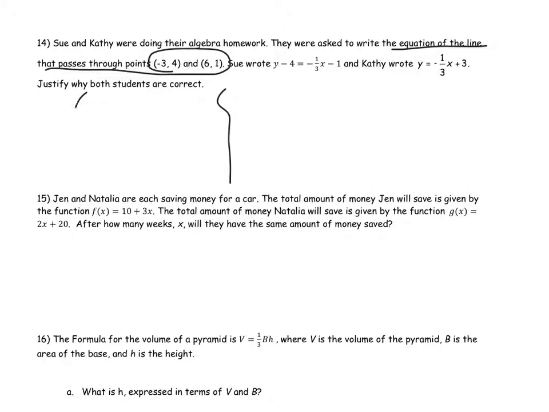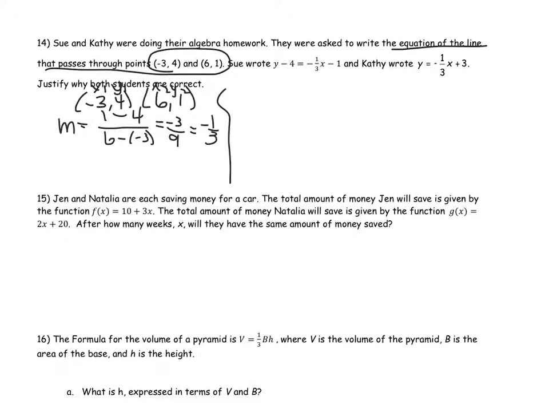If you're given 2 points, you can write the equation of the line from these 2 points. The first thing you have to find is the slope. So we're going to do our y2 minus y1 over x2 minus x1. So we're going to get our slope to be negative 3 over 9, which is negative 1/3. So that's what m is equal to. m is equal to negative 1/3.